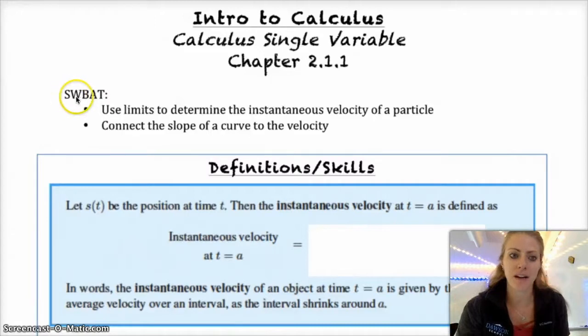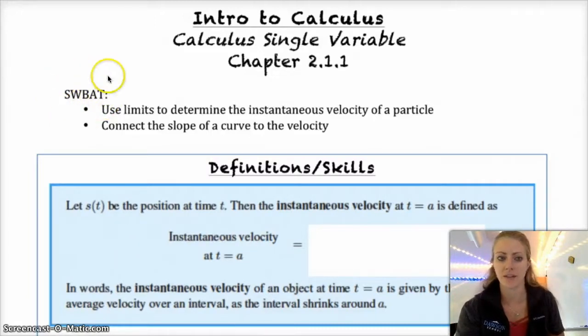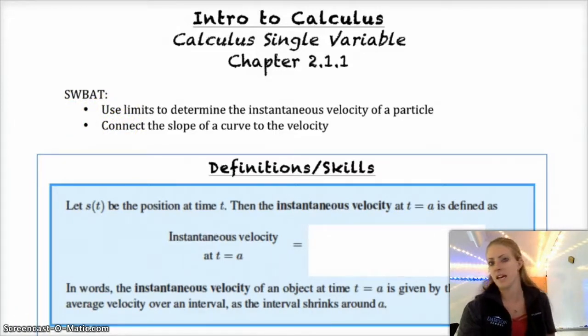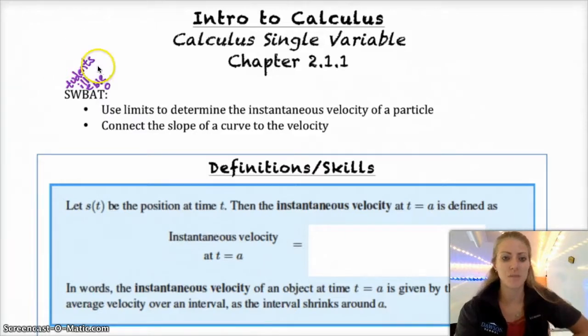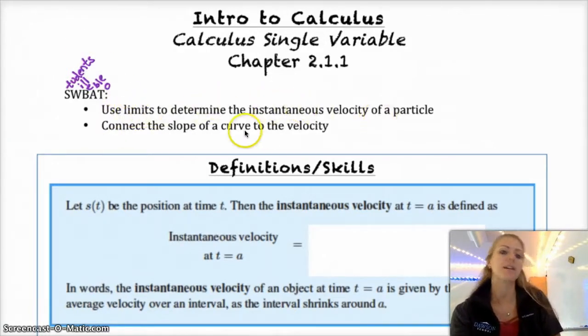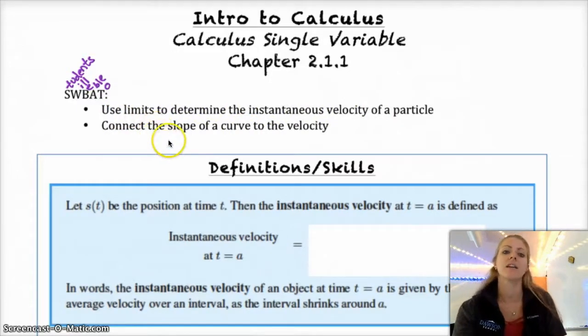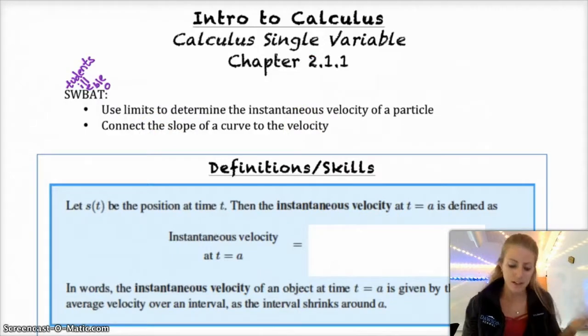And so real quick, I don't think I've done this yet, but SWABAT basically all it stands for is students will be able to, and these are our objectives of the day. So hopefully by the end of this lesson, you should be able to use limits to determine the instantaneous velocity of a particle and connect the slope of a curve to the velocity. That's what we're going to talk about today.